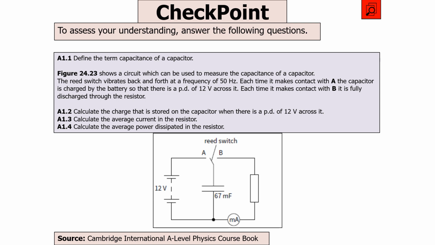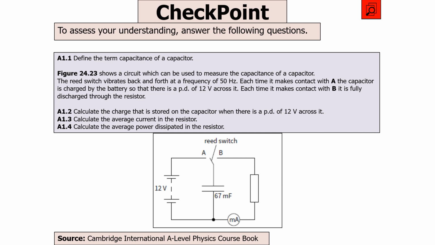The next question says, define the term capacitance of a capacitor. Then figure 24.23 shows a circuit which can be used to measure the capacitance of a capacitor. The reed switch vibrates backwards and forwards at a frequency of 50 Hz. Each time it makes contact with A, the capacitor is charged by the battery so that there is a PD of 12 volts across it. Each time it makes contact with B, it is fully discharged through the resistor.